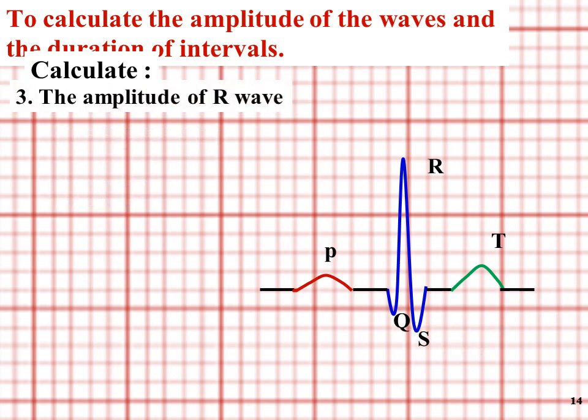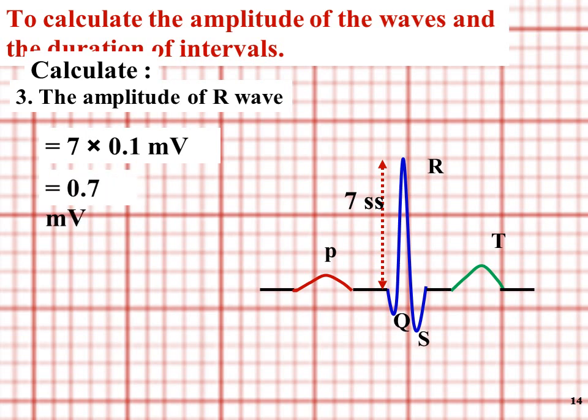Another example, calculate the amplitude of the R wave. Here we calculate the R wave from the isoelectrical line, the zero line, not from the beginning or end of the Q. We count the number of squares: 7 small squares. 7 multiplied by 0.1 millivolt, and the R wave amplitude equals 0.7 millivolt.